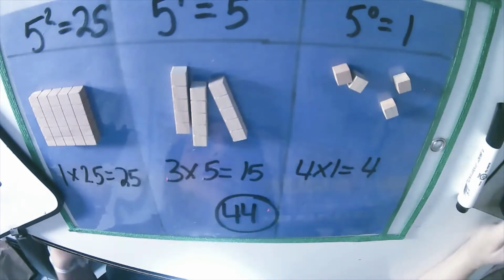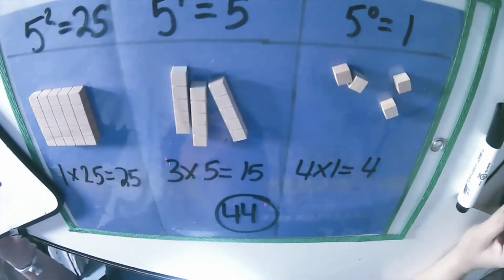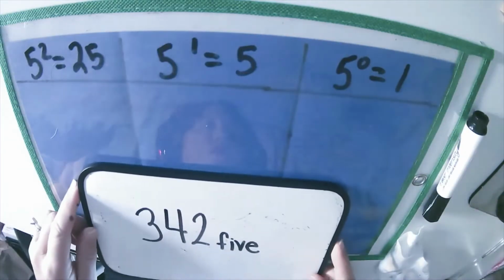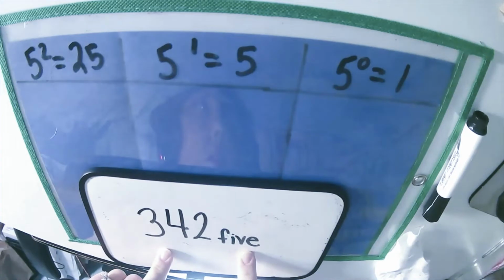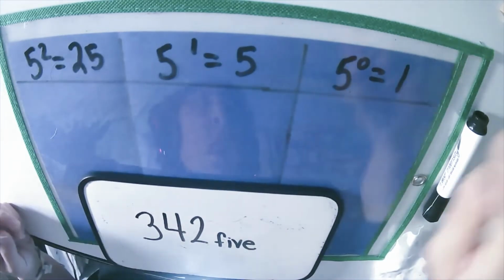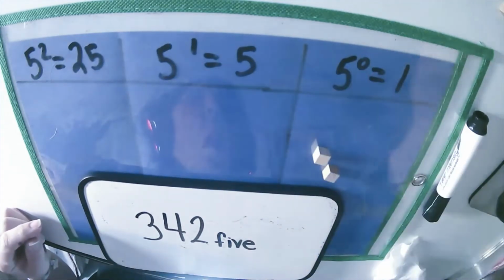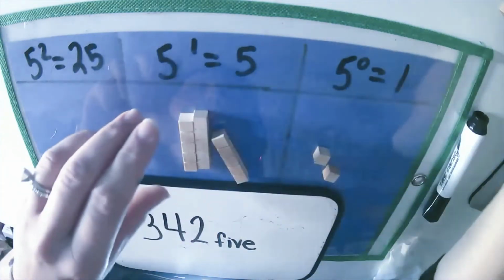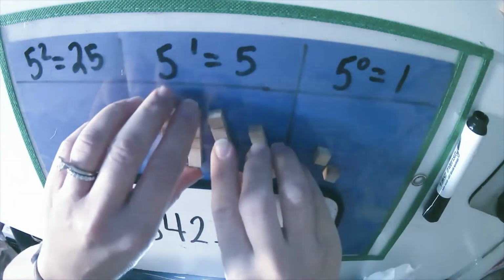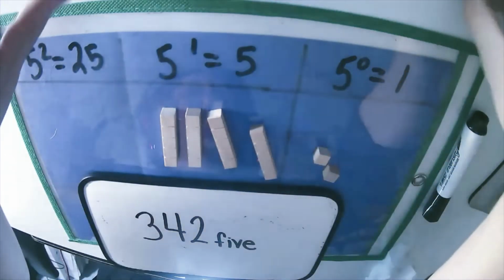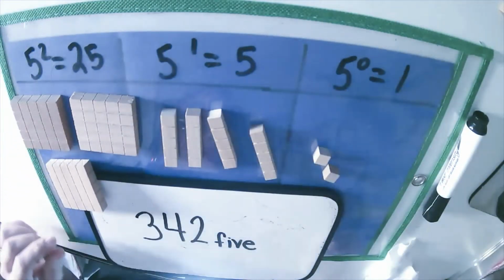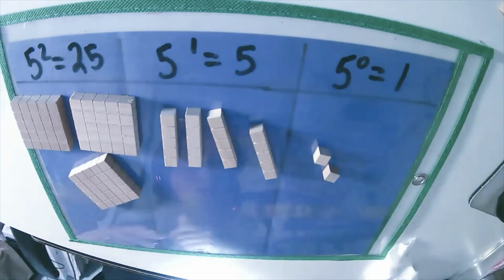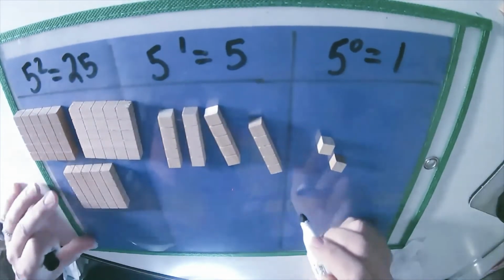All right, so now let's take a look at another example. So let's say I wanted to do 342 base 5, okay? Well, if I look at this, I see I have 2 units, and then I have 4 strips, 1, 2, 3, 4, and 3 mats. So many different names.